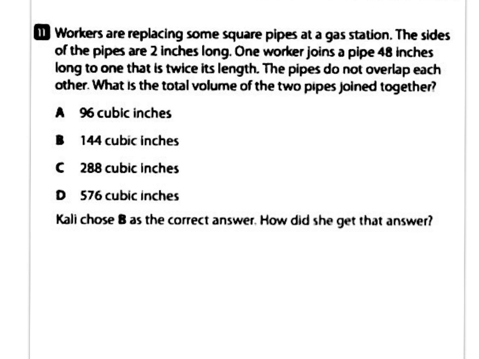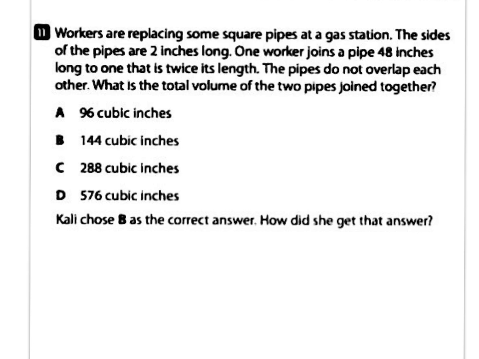Okay, this problem is a little tricky, so listen closely. Workers are replacing some square pipes at a gas station. Notice the word square, that's kind of a clue. Remember, a square, all the sides are the same size. The sides of the pipes are 2 inches long. One worker joins a pipe 48 inches long to one that is twice its length. The pipes do not overlap each other. What is the total volume of these two pipes joined together?